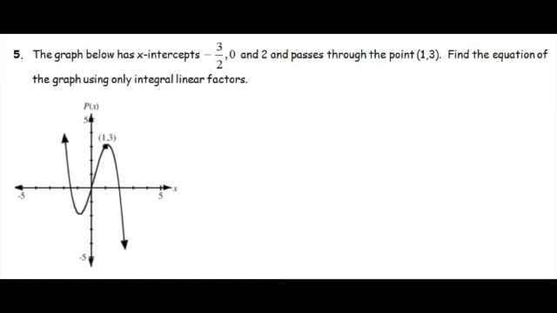The graph below has x-intercepts -3/2, 0, and 2, and passes through the point (1, 3). Find the equation of the graph using only integral linear factors.